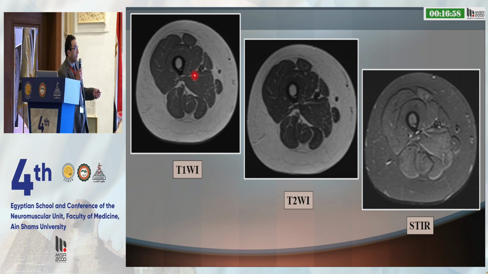sequences, the muscles appear of intermediate signal lower than that of fat, while in fat suppressed sequences such as STIR, it is slightly higher than the subcutaneous fat because it contains some water.